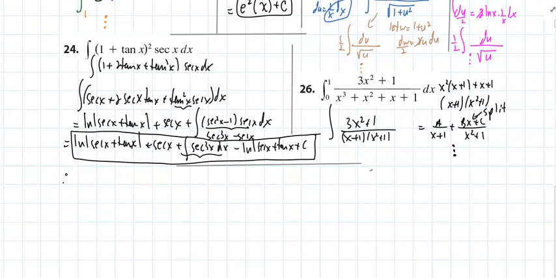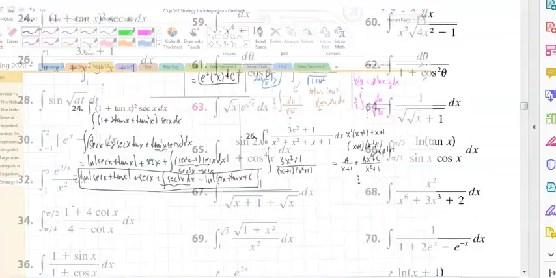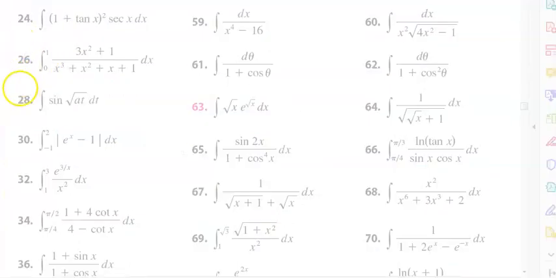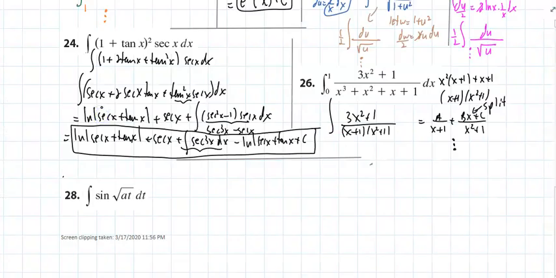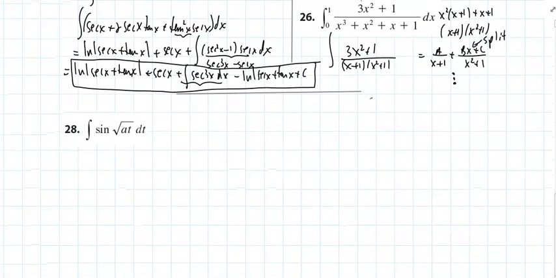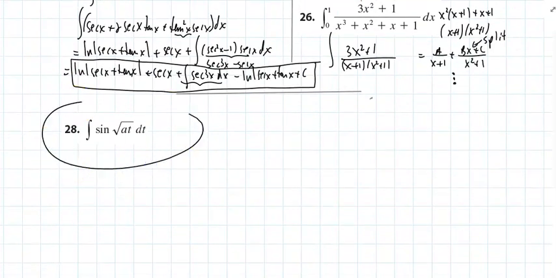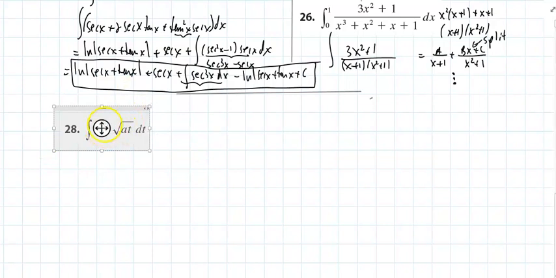Next problem on the list, I'd like to look at number 28. This is not a traditional problem. Well, here I look at this and say, okay, the sine, there's that radical, that's a problem. If the radical wasn't there, that's easy. That's negative the cosine of at divided by a, but the radical is standing in the way.